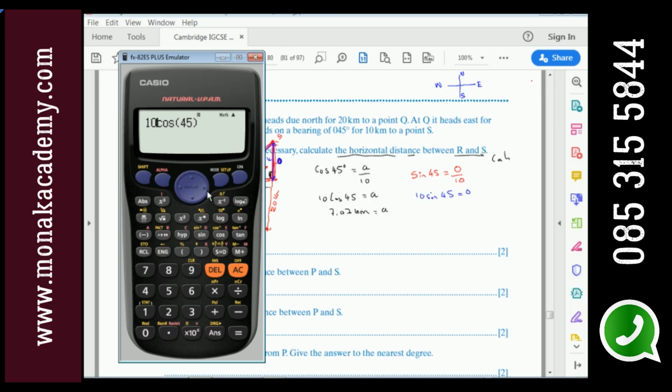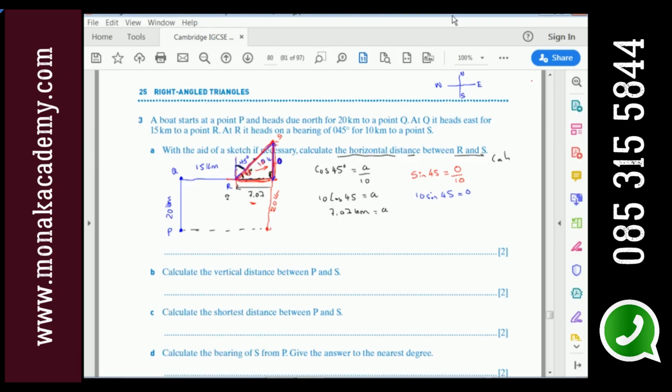It's the same. Is it the same? 7.07? Okay. I want you to tell me why it is the same. Tell me why it is the same. You are almost right. You are actually right, but you are just not confident.